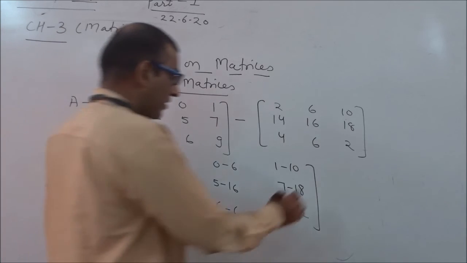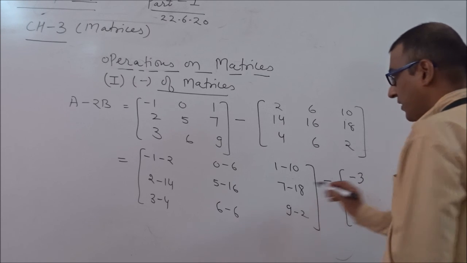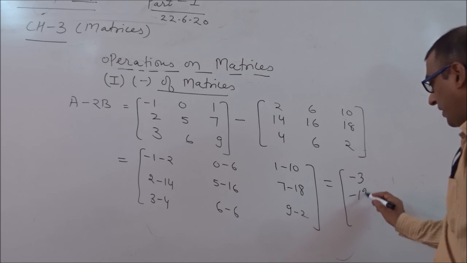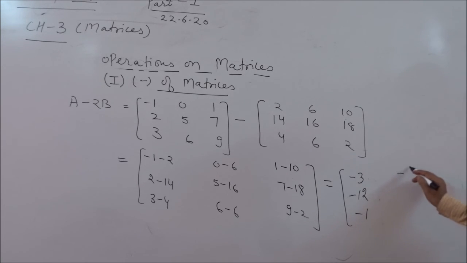Now we will solve it. So when we solve it, minus 1 and minus 2 becomes minus 3. 2 minus 14 is minus 12. 3 minus 4 is minus 1. 0 minus 6 is minus 6. 5 minus 16 is minus 11. 6 minus 6 is 0. This is minus 9, minus 11, and this is your 7. And if we notice, the order of this matrix is 3 into 3 because 3 rows are here and 3 columns are here, and total entries are 9. So we can say 3 into 3 is 9.